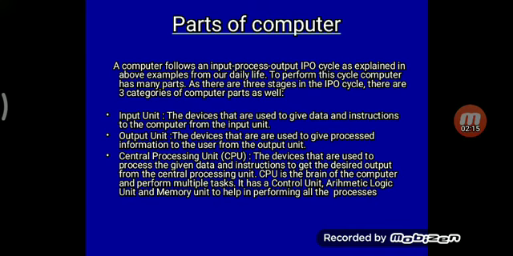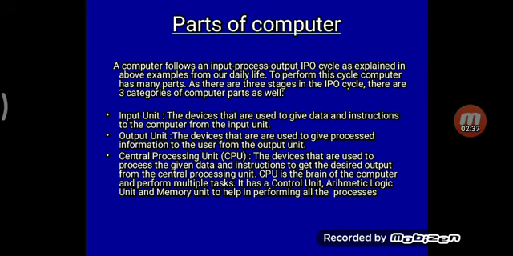With the help of output devices, the computer displays output to the user.